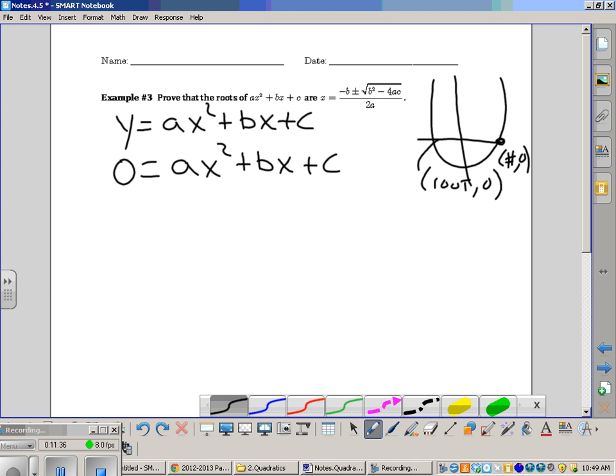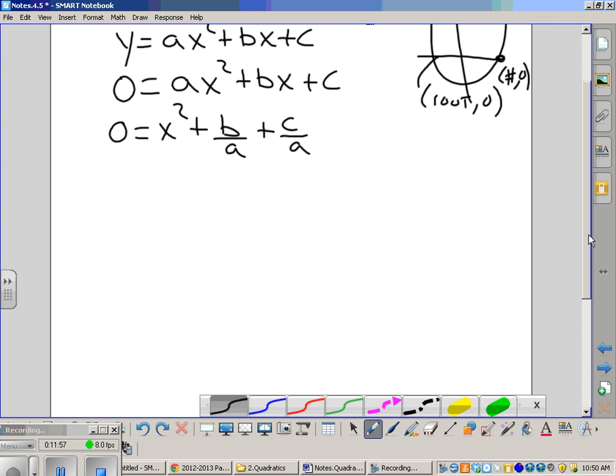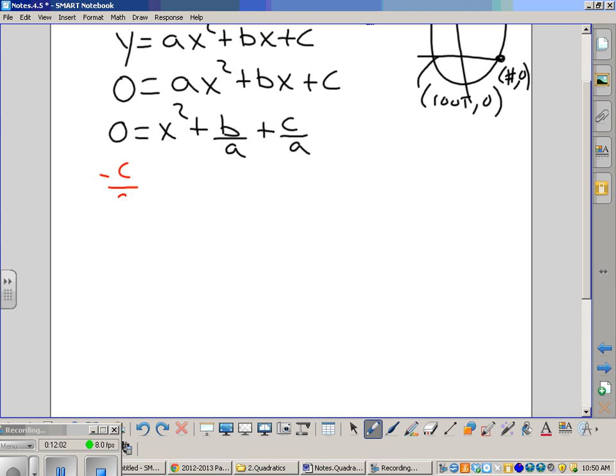I'm going to divide by a to get the x squared term to just have a 1 in front of it. So x squared plus b over a x plus c over a. Now I'm going to complete the square like we did on the last two problems. Okay? So this is going to take a second. So I'm going to move the negative c over a to the other side. I left out an x.